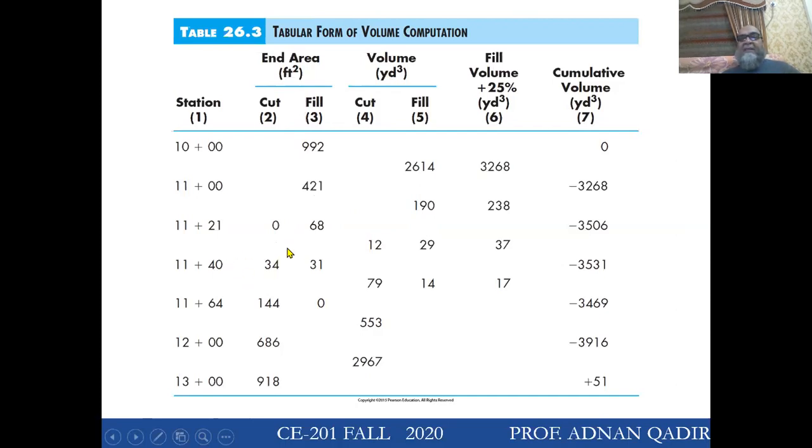17 multiplied by 19 is something else, not 12. But since I'm changing the unit, all these values have been divided by 27, to convert foot cube into yard cube. Now, if you don't want to convert like this, what you could have done is to take this only in foot cube, and at the end, after the cumulative, you can always divide it by 27. It won't make any difference. Okay, so I think you have understood this.